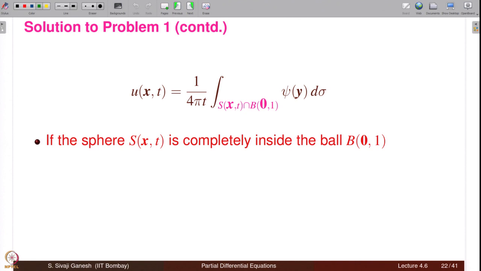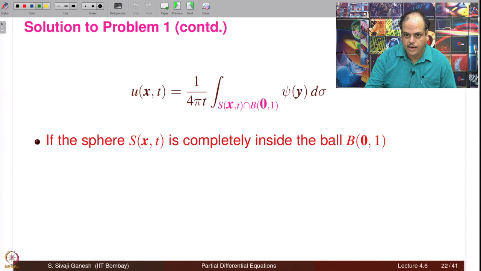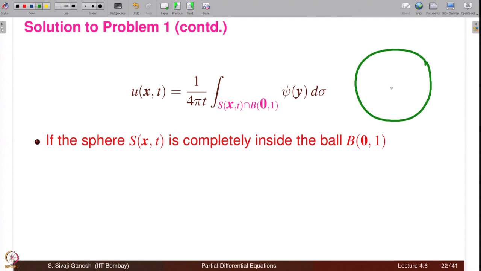Now, if the sphere is completely inside the ball, so let us write this ball. Okay, this is a ball in 3D of radius 1. Suppose my x is here and this is the sphere, this is the sphere S(x,t). So, if the sphere is completely inside the ball, that is the situation here, then what happens? What about this intersection S(x,t) intersection B(0,1)? It is simply S(x,t).